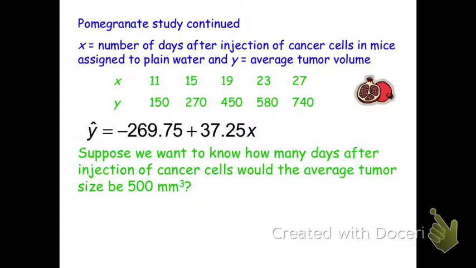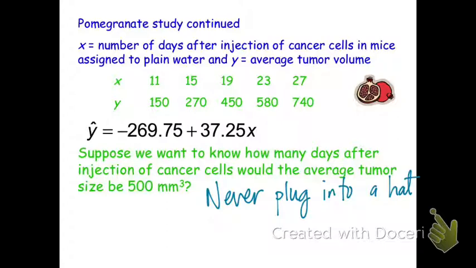Okay, next thing. What if they switch it around and they want you to predict the number of days? This is important. They want you to predict the number of days and they give you a tumor volume. No, you don't do it because you would kill a puppy. You never, ever, ever plug in for something with a hat on. I'm going to write that out. Never plug into a hat, okay? Never plug into a hat.